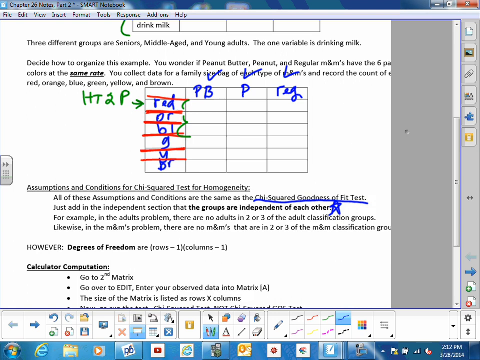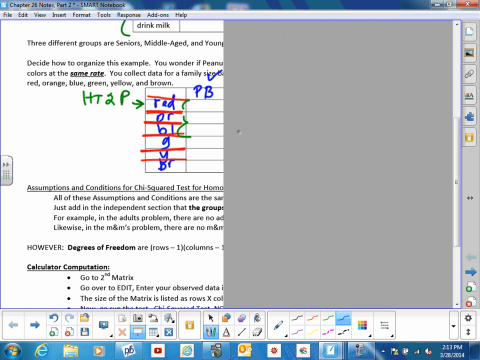All right, and then, because we have three groups instead of just one, on Wednesday, our degrees of freedom came from what? What was our degrees of freedom for one set, one package of M&Ms, one type?